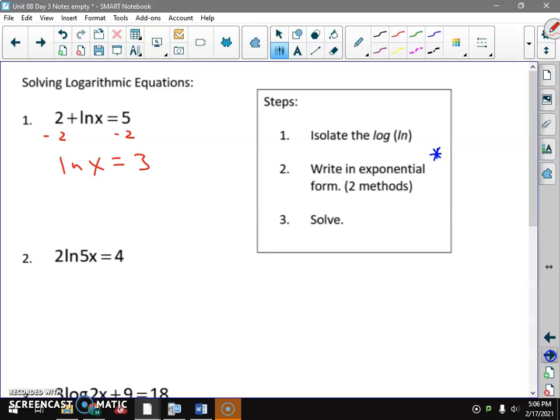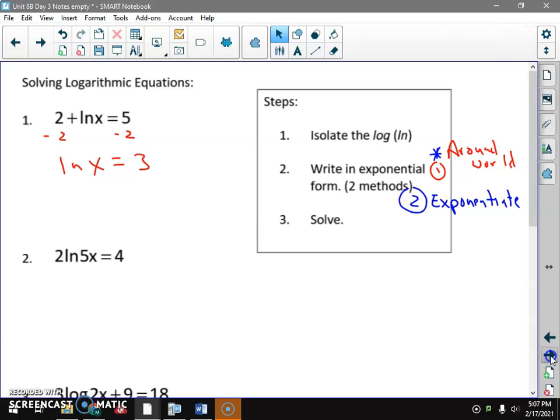Now what? Well, we have two choices. We can use that around the world. Not a big fan of that term. I like to rewrite it exponentially, is what I call it. Or exponentiate. I believe we did this on day 1. Exponentiate. Tough spelling word. All right, so if I did blue, exponentiate, red, rewrite it exponentially.